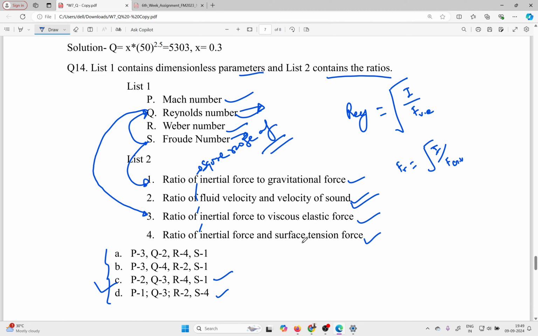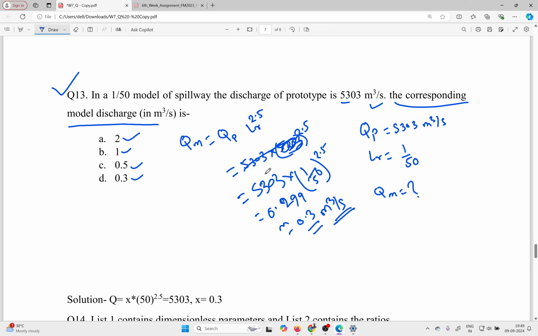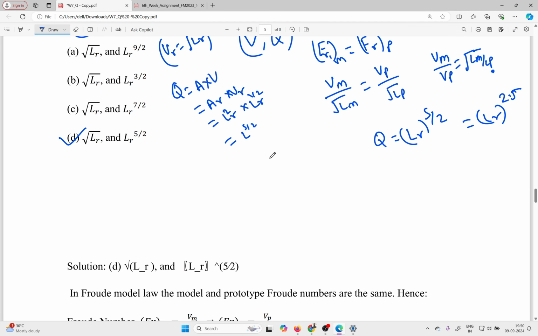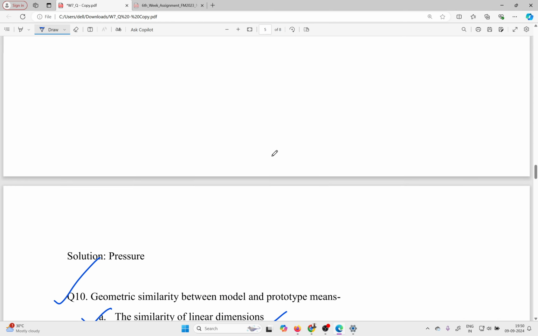Now the Weber number is the ratio of, that is option 4 for R, inertial force divided by surface tension force, whatever we have seen above. Where is the question?